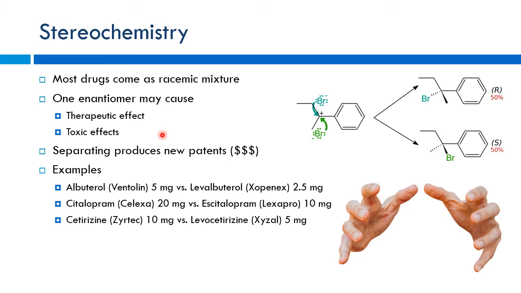And so what drug companies can do is separate it out and say, well, I'm just going to give the left-handed version, or I'm just going to give the right-handed version, and now I have a new drug that I can administer that is going to have fewer side effects and hopefully be more efficacious. That is something you're going to see, and we'll point out those examples as we go on.